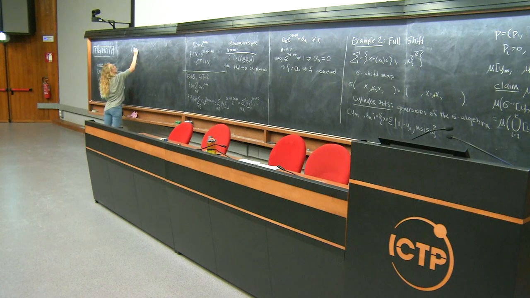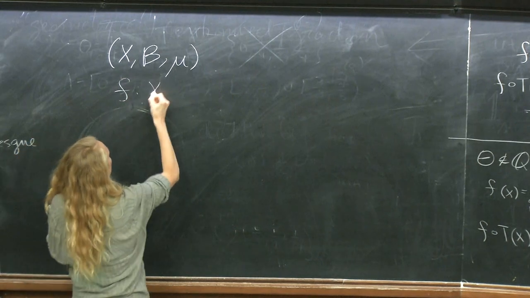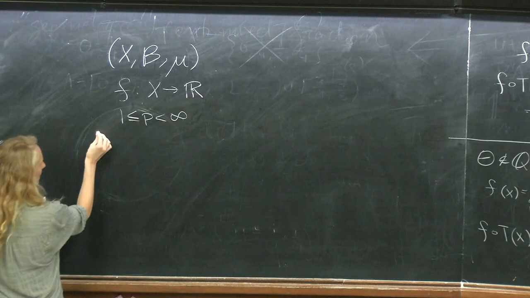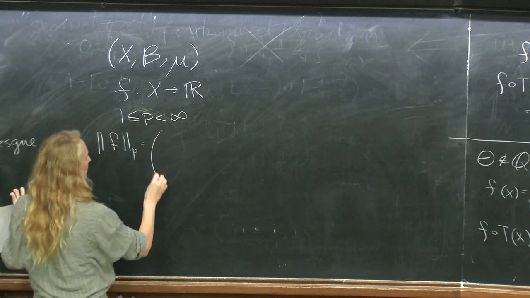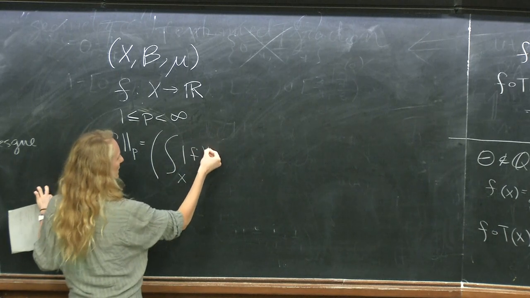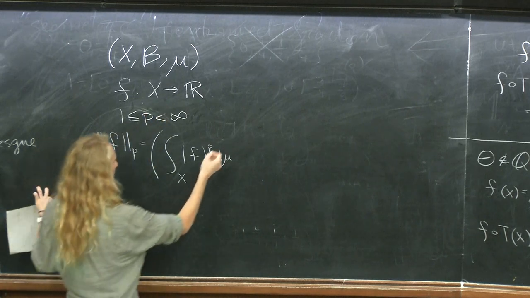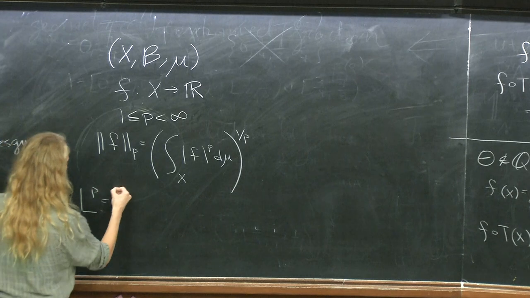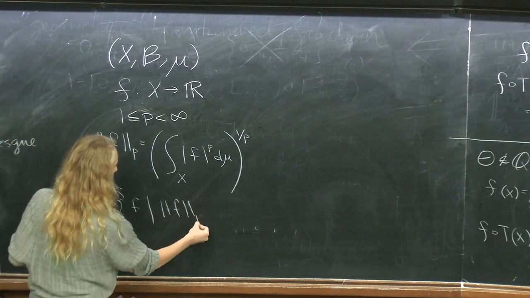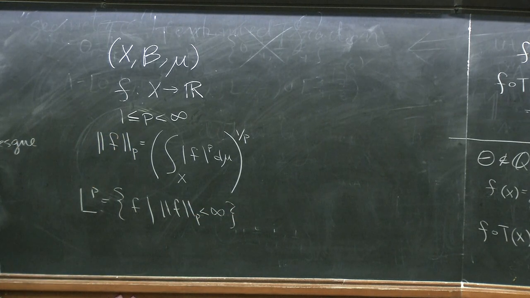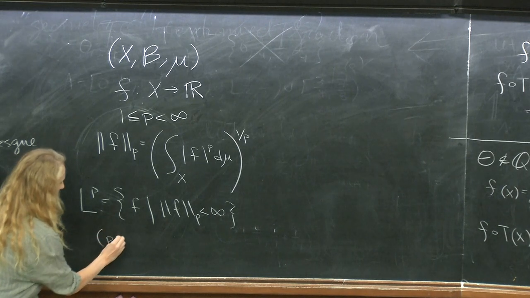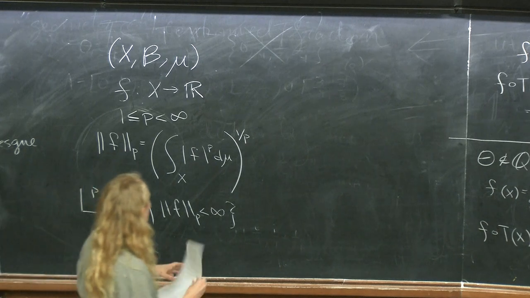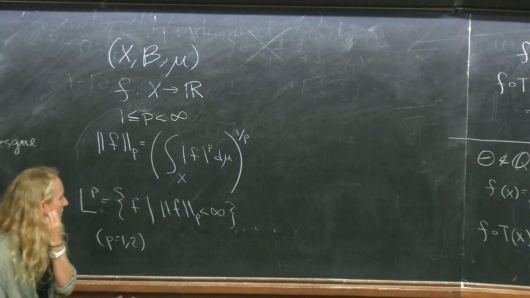So I have a measurable space here. And I take a measurable function. For now, let's say it's a real valued function. And I take p between 1 and infinity. So I define a norm on this function, which looks like the integral over the space of the absolute value of the function raised to the p, integrated with respect to the measure mu, to the 1 over p. So this is a norm. And the LP space of functions are all the measurable functions on x such that the LP norm is finite. So this is what we mean by an L1 function or an L2 function. In fact, I think really all we're going to need is p equals 1 or 2 in general. Okay. I don't think we'll need L infinity functions.